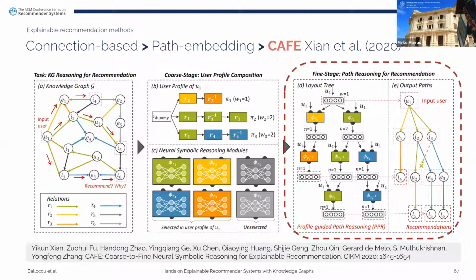And in a final stage, the selective neural symbolic reasoning modules are composed based on the user profile and then are exploited by a profile-guided path reasoning algorithm, similar to the ones we explained previously, to efficiently perform batch path reasoning for recommendations. So finding the right paths to reach the correct items for a given user.